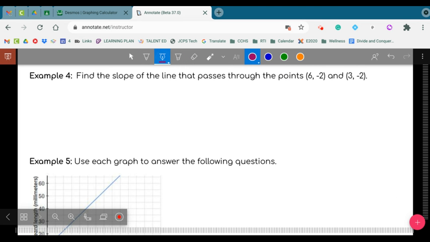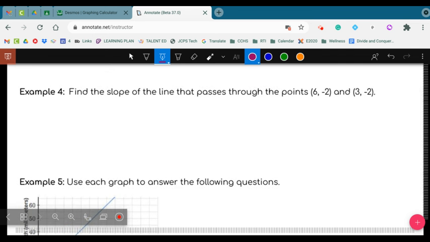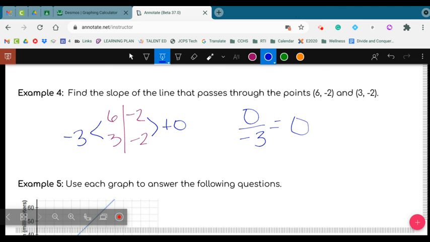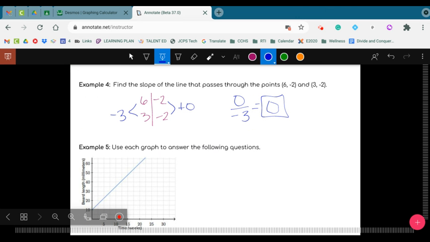Okay, next page is kind of a review. It says find the slope of the line that passes through the points (6, -2) and (3, -2). So this is where we have to create our table. From -2 to -2, we're going up 0. From 6 to 3, we're going down 3. So our slope is 0 over -3. If you type in 0 divided by -3 into your calculator, you're going to get 0. So our slope is 0. So remember that anytime we're given 2 points to find the slope, we have to put them into a table.